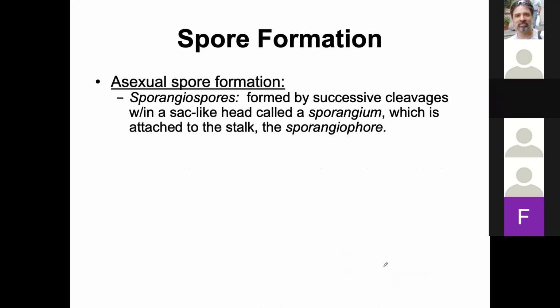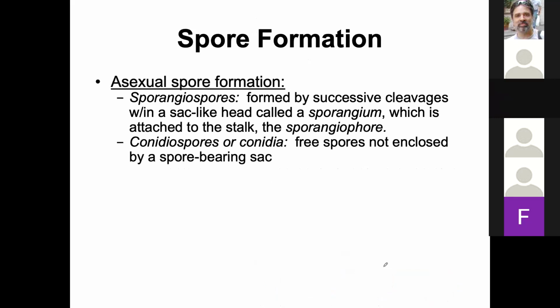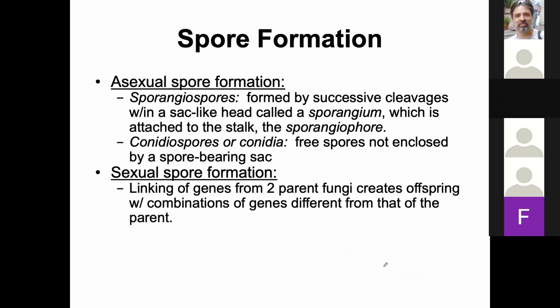Okay. Asexual spore formation happens in structures called sporangiospores. You get cell division in a sac-like head called a sporangium that is attached to a stalk called the sporangiophore. Conidiospores are free spores that are not enclosed in a spore-bearing sac.